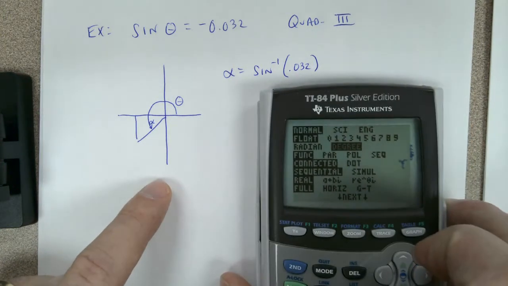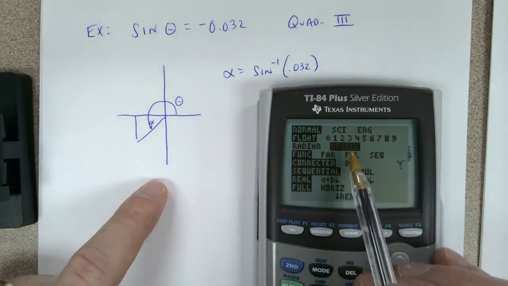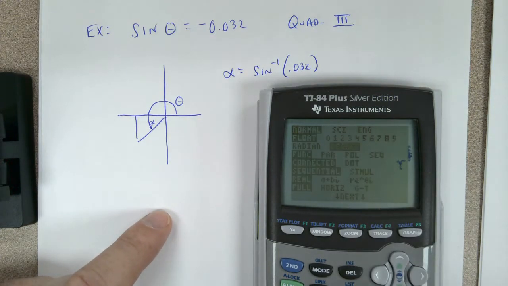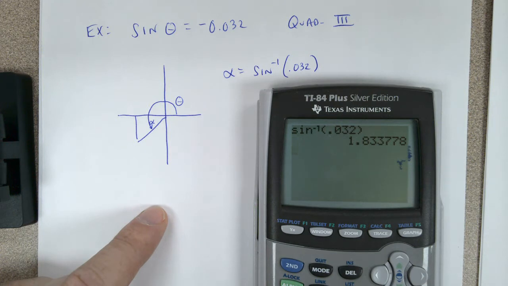So again, I'm going to go to my calculator. First of all, I'm going to make sure I'm in the degree mode. I'm going to go ahead and type in the inverse sine of 0.032, hit enter. That gives me 1.83. Now I'm going to go ahead and put it in degrees and minutes and seconds.